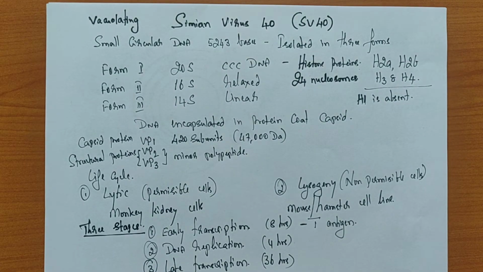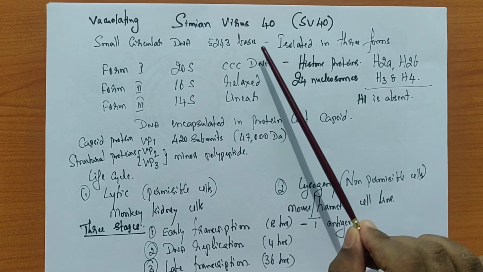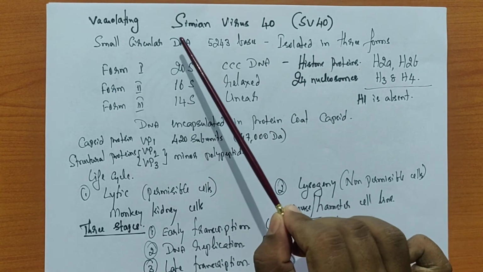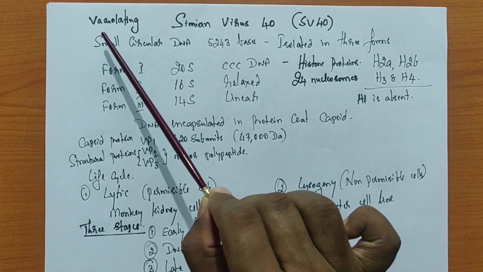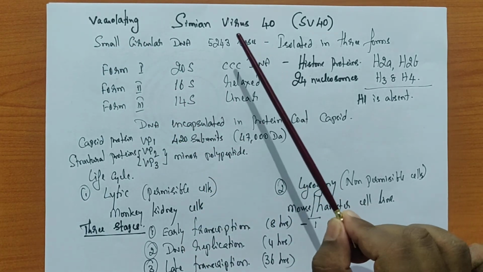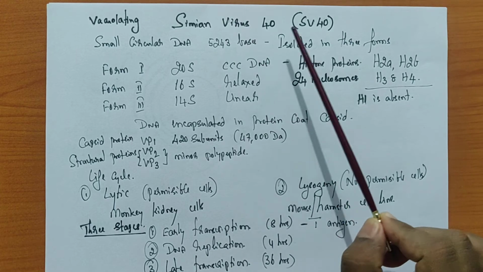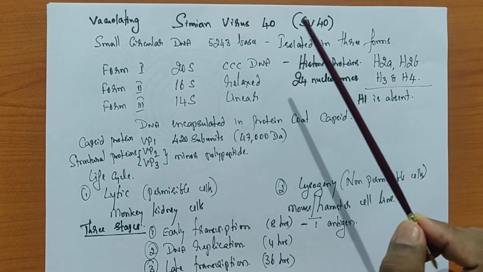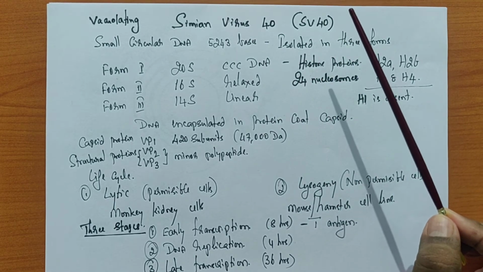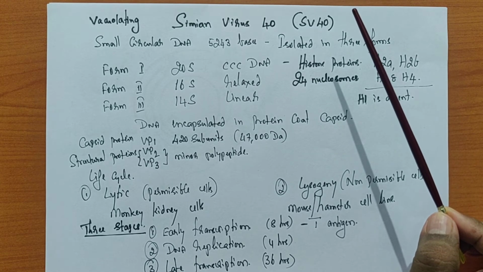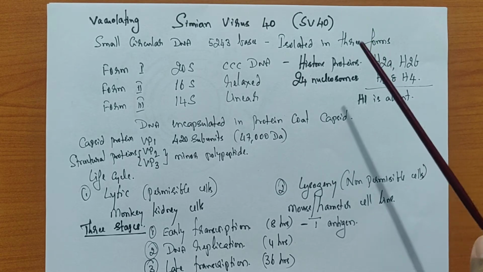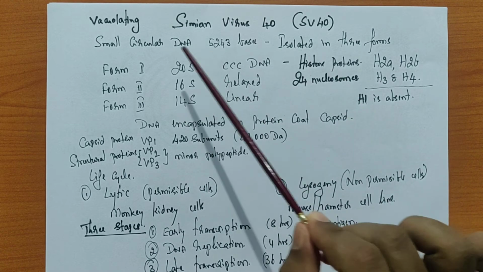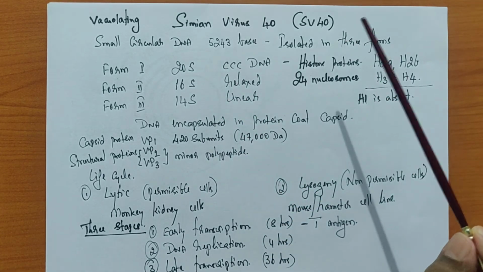So we will discuss the Simian virus, commonly called SV40. It is Simian vacuolating virus 40, so we commonly call this SV40. Like lambda phage, we also have to study the life cycle of this SV40.